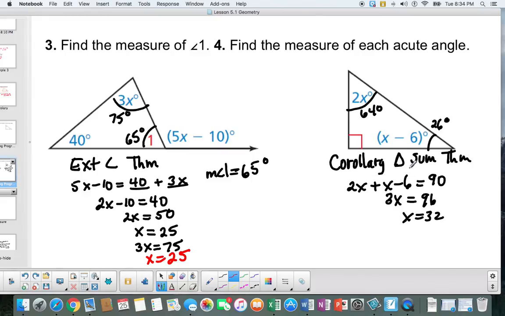Here is the corollary of the triangle sum theorem. I know that these two have to add up to 90. I get x equal to 32. I put 32 into here, and I get 26 degrees. I put 32 in here, and I get 64 degrees.